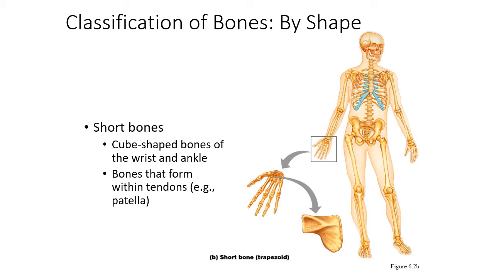And some of our short bones, like the patella, can actually be embedded into a tendon. And so we can have bones that are a component within the musculature and provide for a little bit of extra mechanical advantage. And so the patella is what we call a sesamoid type of bone.